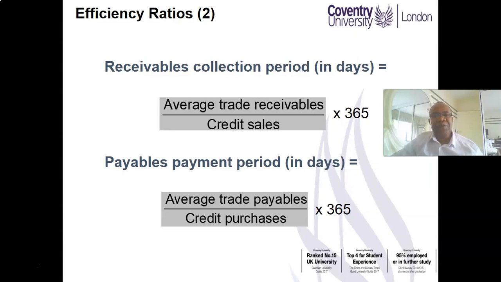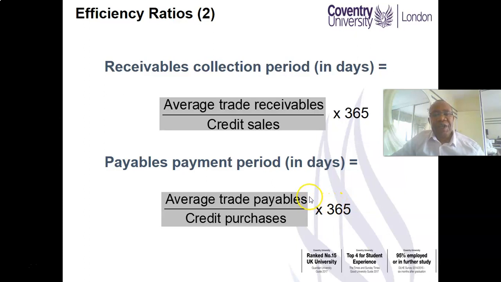Finally, we have the payables period. This is calculated as the average trade payables divided by credit purchases. Again, instead of using the average, we could use the trade payables at the end of the period. And if we don't have the figures for credit purchases, we could use cost of sales instead. And again, we multiply that by 365 if we are working in days, or 52 if we are working in weeks, or 12 if monthly.